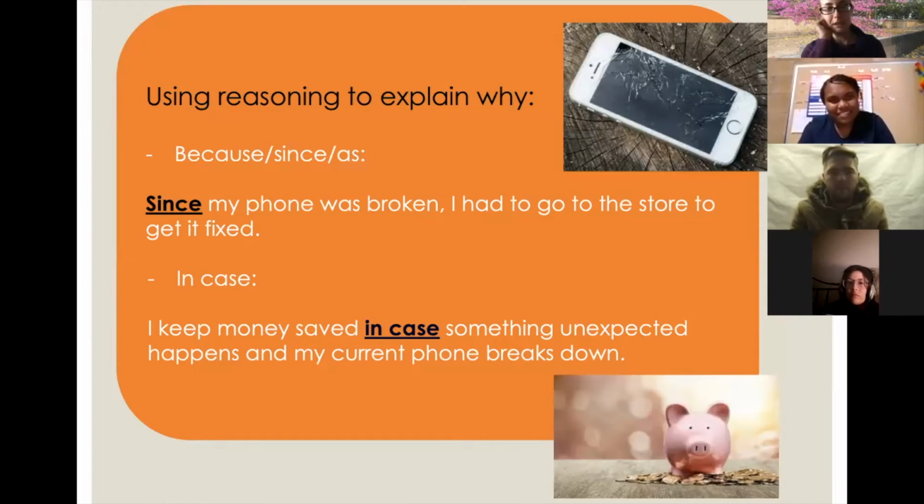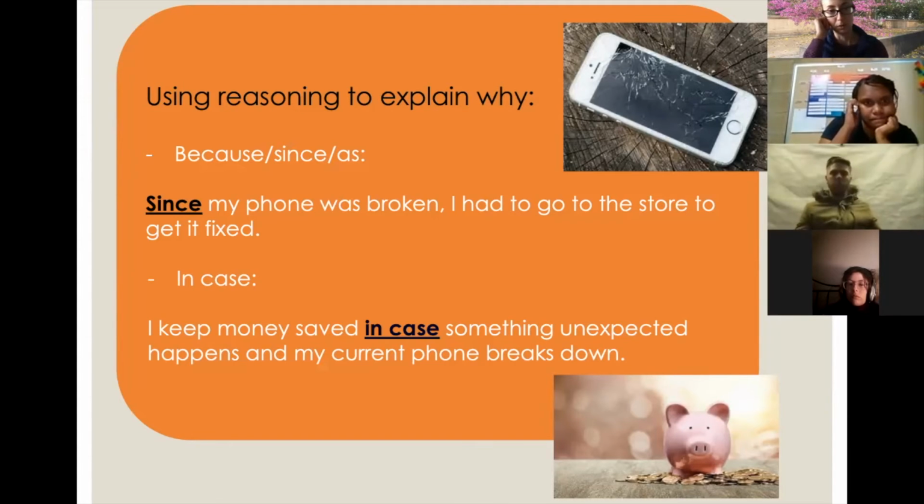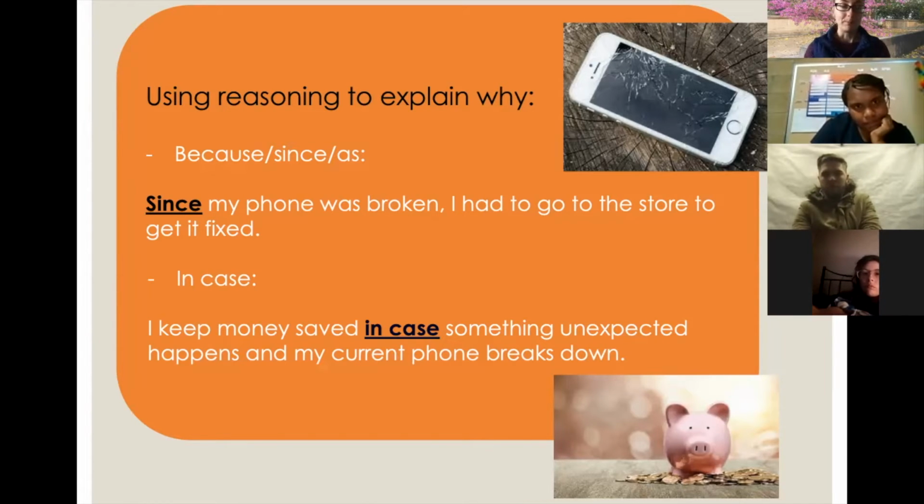Now, when we're giving reasons of why, there's a couple of different phrases that we can use when we are giving reasoning. One of them is because, or since, or as. So a couple of examples here could be, since my phone was broken, I had to go to the store to get it fixed. So that's using since. Or because my phone was broken, I had to go to the store to get it fixed. Or as my phone was broken, I had to go to the store to get it fixed. So those are a couple of different phrases you can use to begin as you are giving reasoning for why you like to do something.